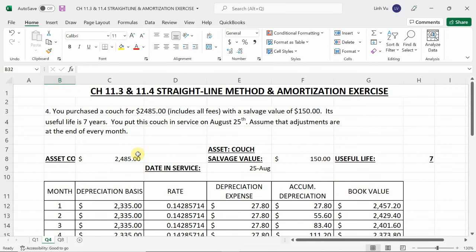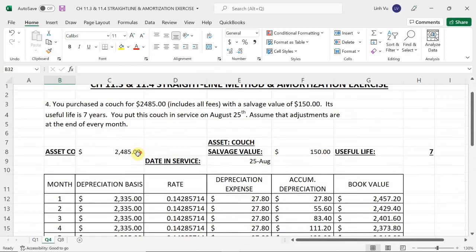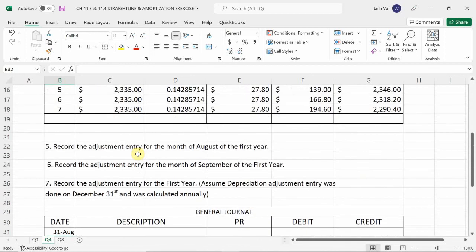When did you purchase this asset? You purchased it August 25. So what does that tell you? Are you going to depreciate August or are you going to depreciate the next month? Oh, the next month. Okay, so this question is asking what are you going to do when you need to depreciate for August? How are you going to journalize this?